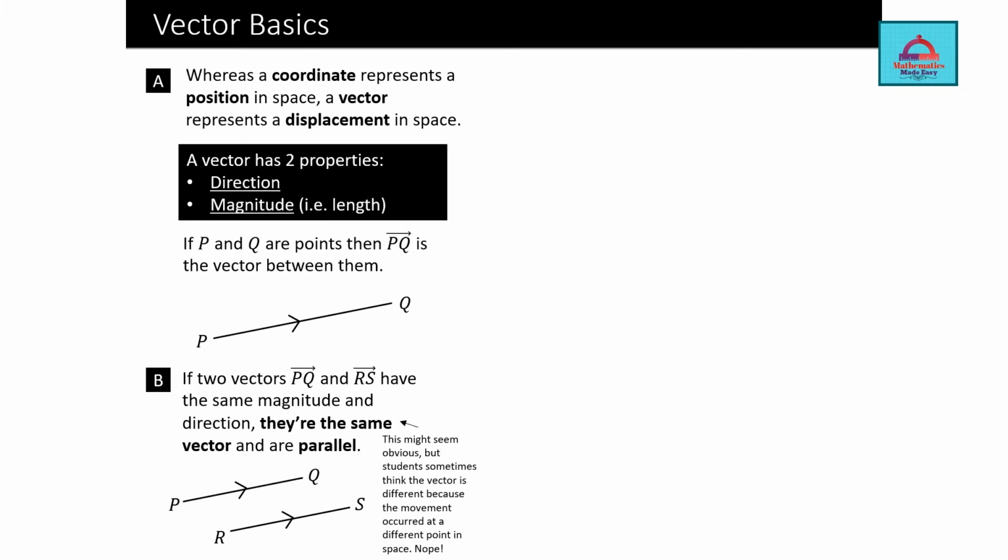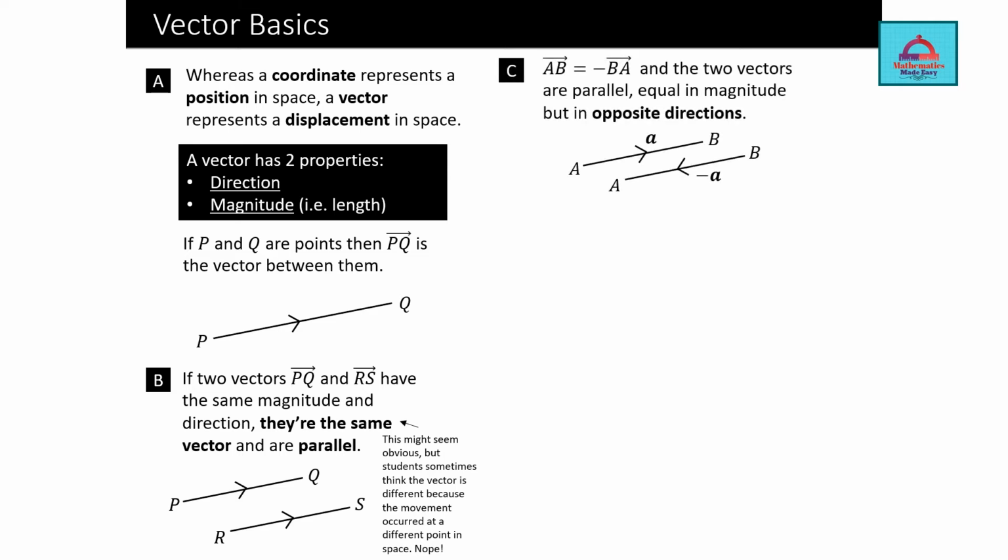If two vectors PQ and RS have the same magnitude and the same direction, they are called equal vectors, or also parallel vectors. You can see here PQ is parallel to RS. In fact, both are equal vectors as their magnitude is the same. Next, opposite vectors are vectors which have the same magnitude but opposite direction. So vector AB from A to B is vector A, whereas from B to A is minus vector A. These have equal magnitudes but opposite direction. So they are also parallel.